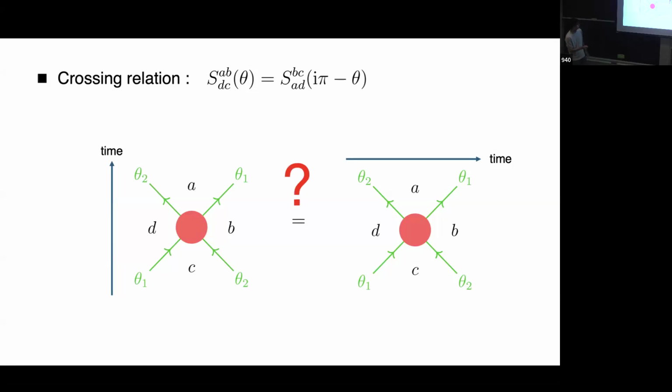But does this equality always hold? How is theta related to theta 1, theta 2 again? Sorry, theta is theta 1 minus theta 2. By using Lorentz invariance, we can always write the S matrix as a function of theta.